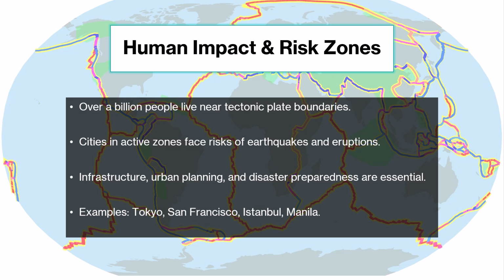Understanding where tectonic risks are concentrated helps inform decisions about urban development, building codes, insurance policies, and also international aid. Ultimately, while we cannot stop tectonic processes, we can adapt and prepare. That can help us to minimize the loss of life and property when natural disasters such as earthquakes, volcanic eruptions, and tsunamis actually strike.